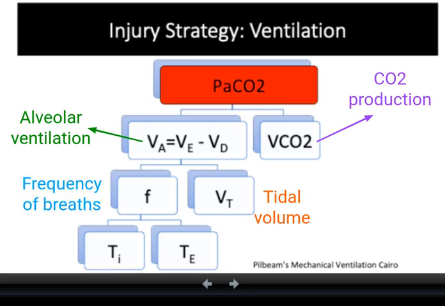The key determinants of minute ventilation are frequency of breaths and tidal volume, which are two important tools that we can change in a patient undergoing mechanical ventilation. It is also important to realize that frequency of breaths and inspiratory times, TI and TE, are interdependent, and as you change one of these parameters, it may impact the other two.